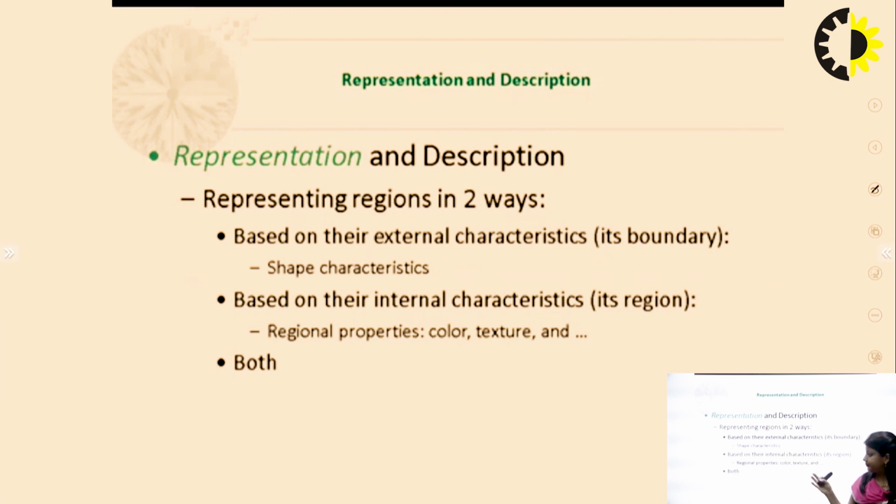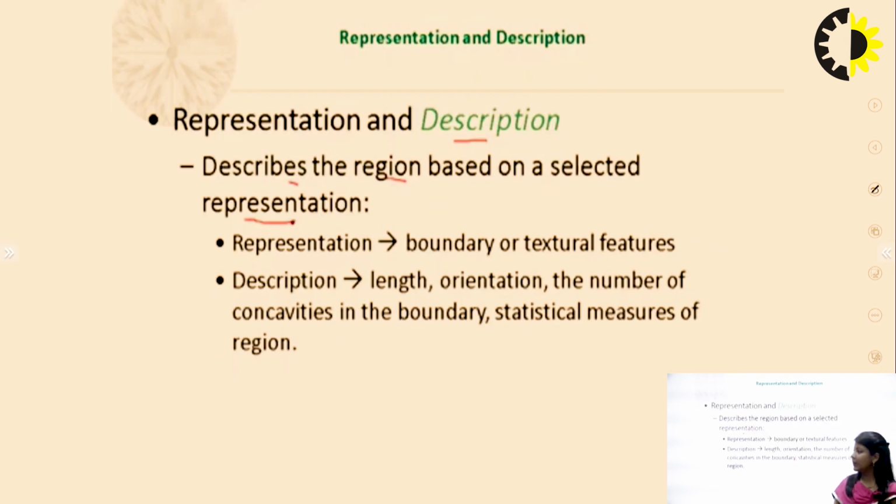So we can identify the external characteristic, like the outer boundary or shape of the object, or some internal property, like the color or texture of the object, or it can be both. So these are the different ways we can represent the object in this form and find out the properties of the object.